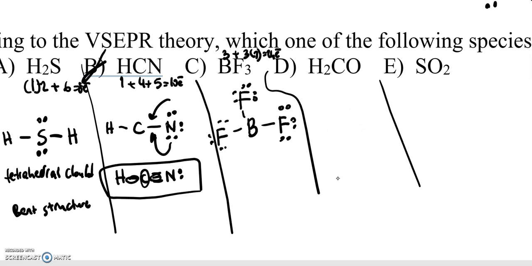For this molecule, I'm going to have the carbon or oxygen in the center, hydrogen on one side, hydrogen here. So as you do the molecule, you're going to get this. All right, and it's not going to be linear.